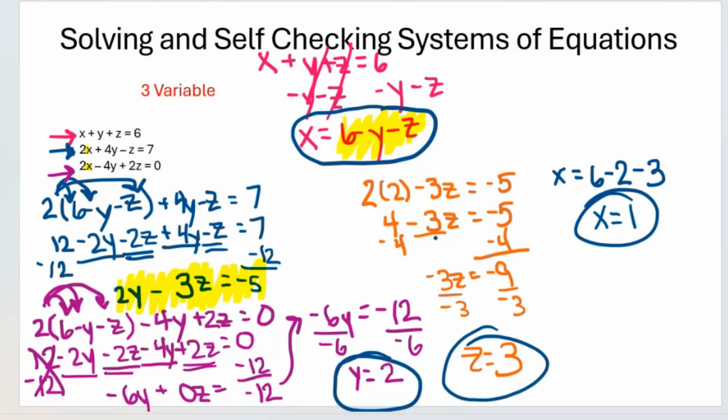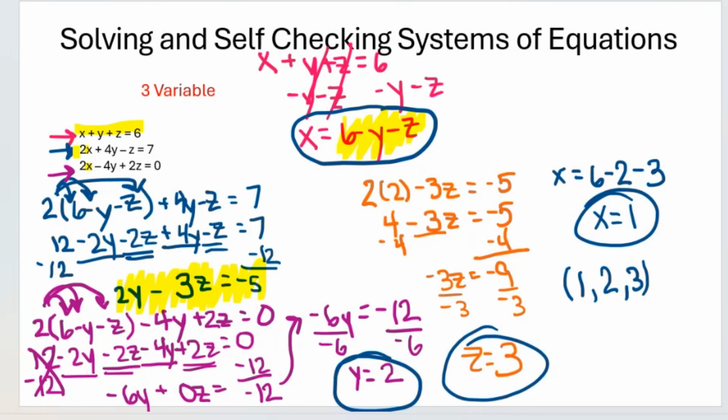When we write our final answer, just like we did x comma y, we're going to do x comma y comma z. So 1, 2, 3. Because x was 1, y was 2, z was 3. And we can check this by just substituting 1, 2, and 3 into our problems. For example, this first one here just adds them all. 1 plus 2 is 3, 3 plus 3 is 6.